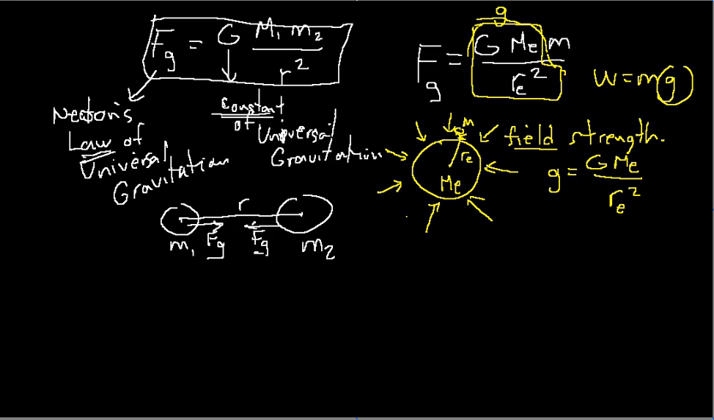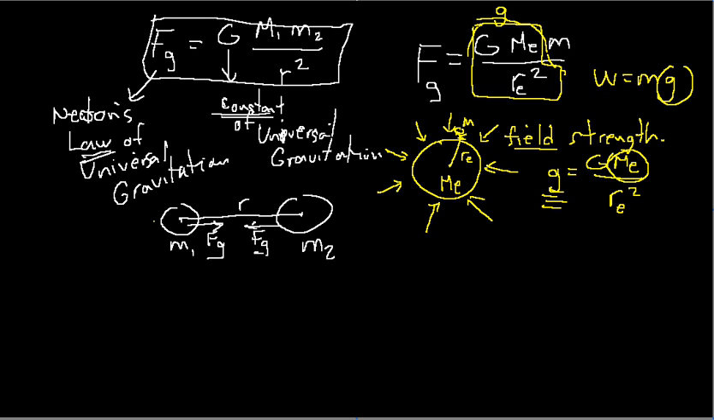And the reason why an astronaut weighs less on the moon is that the gravitational field strength is less. It's less because the mass that's used would be the mass of the moon. If he's standing on the moon, and that mass is less than the Earth's, this field strength is going to be less.